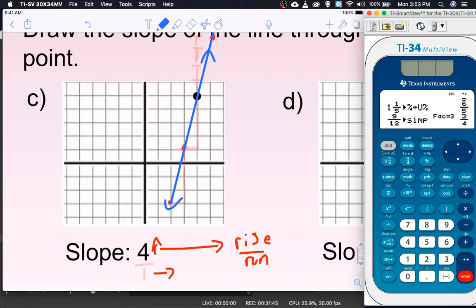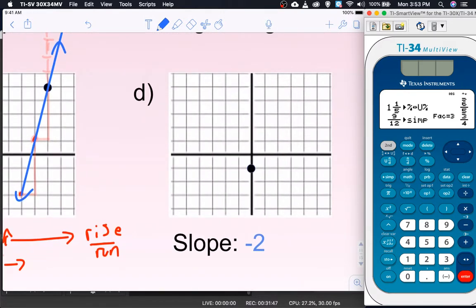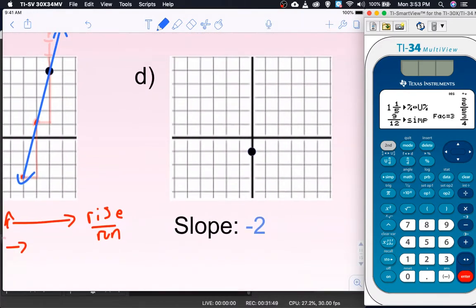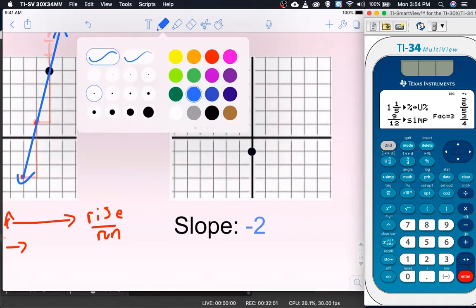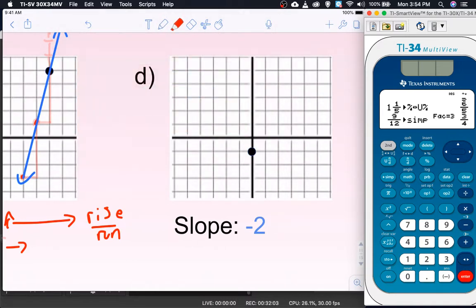All right, so now I've done 3. Here's one for you to try. I want you to graph the line with a slope of -2. Go ahead and pause the video and try that one on your own right now. All right, so let's see what you did. Did you start by turning your slope into a fraction? Understanding that your rise is down 2.